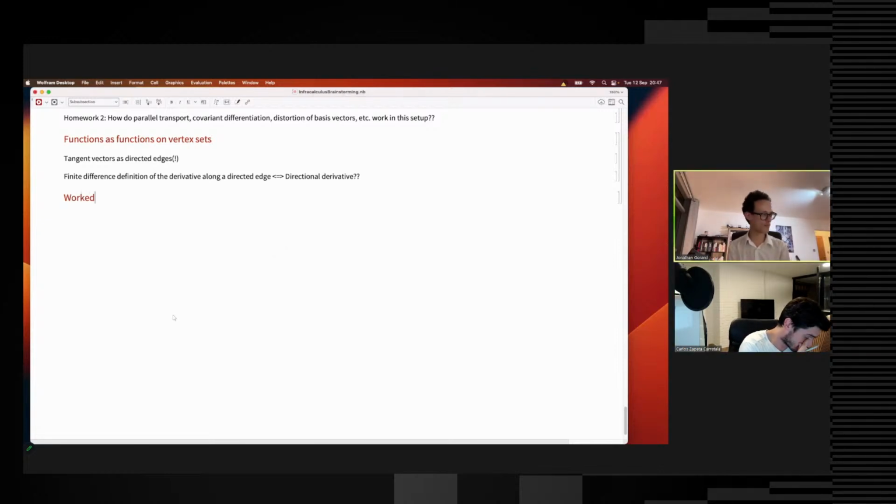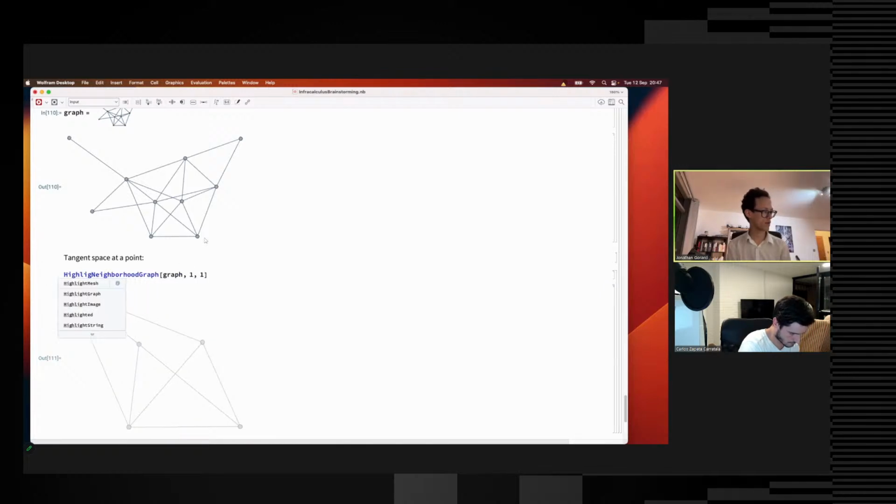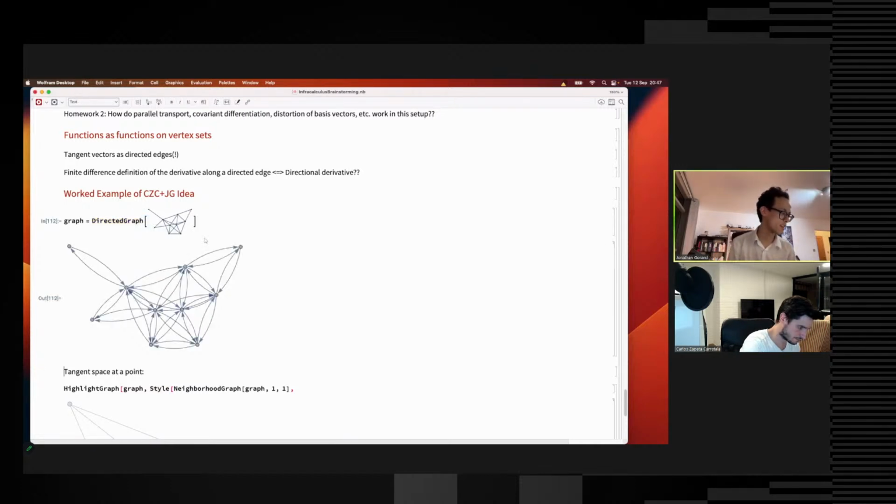Okay, let's make it clear this is an operational idea. So we've got a graph, and let's do the tangent space at a point. We can do a neighborhood graph. I'm just selecting a point and getting the neighborhood graph of distance one. We want this to be the directed graph version, in the interests of making the arrow argument make sense.